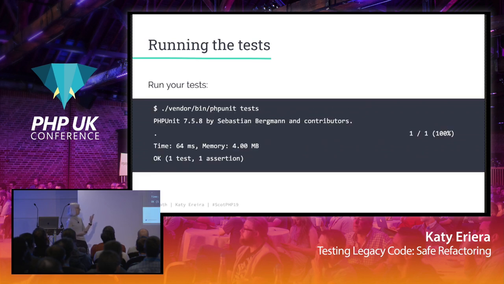And to run our tests, I've put all of my tests in a directory called tests, so I'm doing vendor/bin/phpunit tests to tell it where my tests are and to run it. And you get a nice output. It's a little dot to say, yep, the test passed, everything's working. Great.